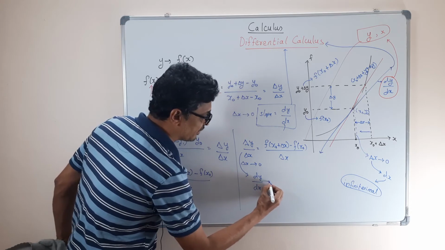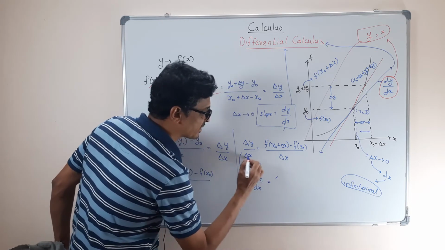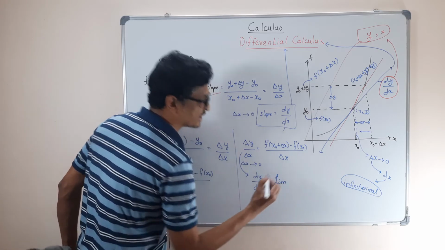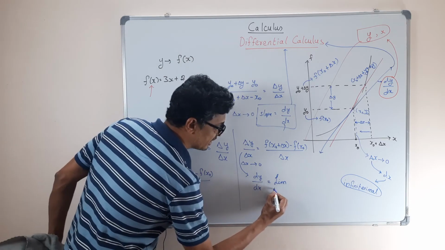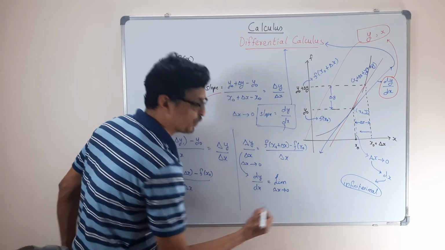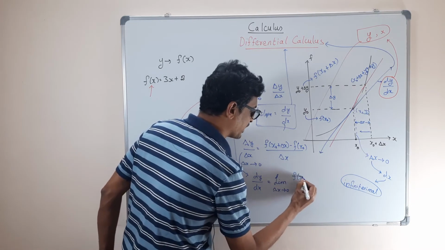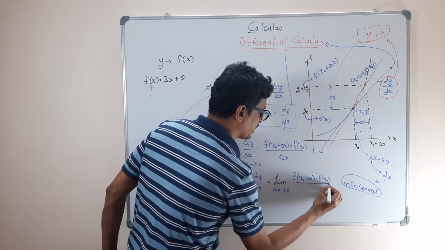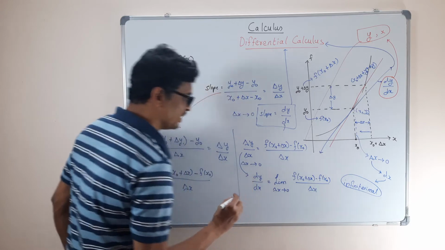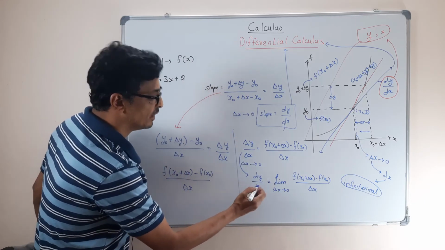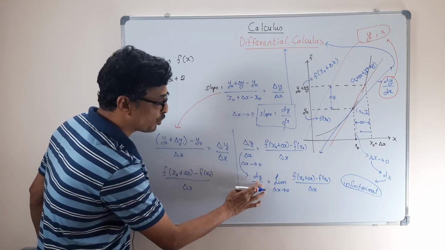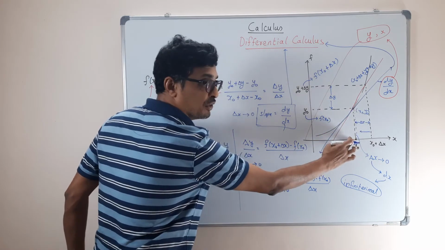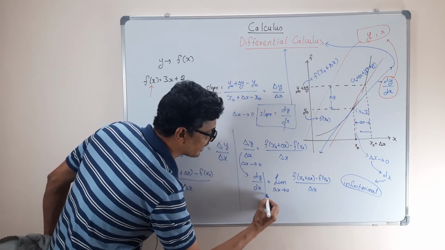Okay, let us write it down. When delta x approaches 0, there is a notation you will read in your later classes. This is called limit. Limit delta x approaches 0 of f of x0 plus delta x minus f of x0, divided by delta x. What is that? Dy by dx. Dy by dx is a slope, correct? But this is a slope at which point? x0. So we represent it with a line and write it as x0.